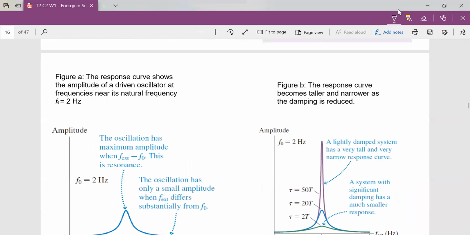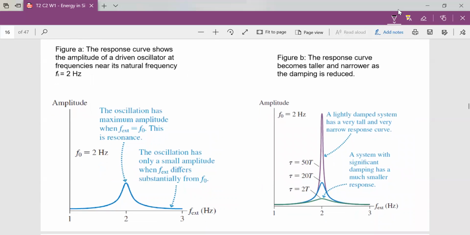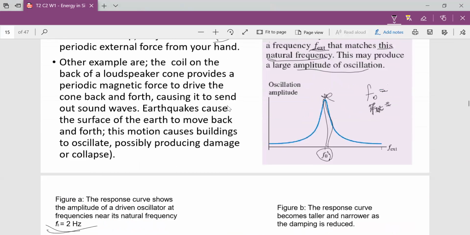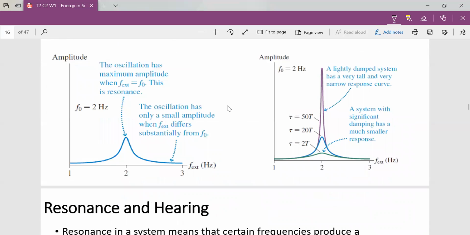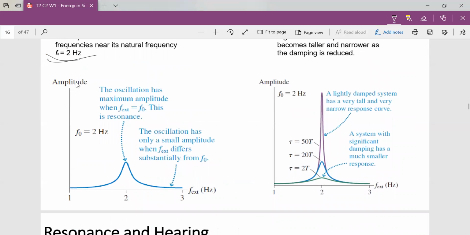So to buttress that, we'll have the description here. Let's assume that a system has a natural frequency of 2 Hz. And then you make a plot of the amplitude against the external force.